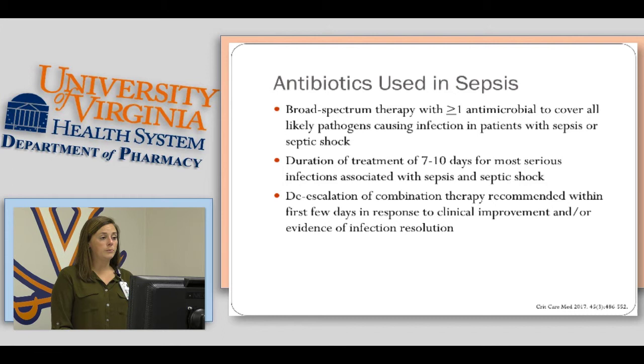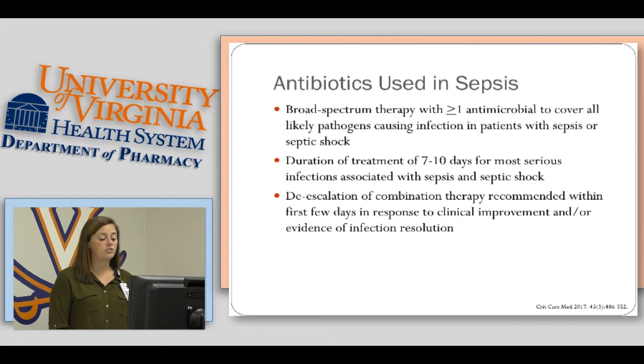But broad spectrum generally means that you would want to cover bacteria that could be causing infection, and then potentially viral and fungal coverage as well. So the most important thing for providers who are assessing patients with sepsis is to figure out the most likely source of infection and the severity of the illness and determine antibiotics based off of those criteria.